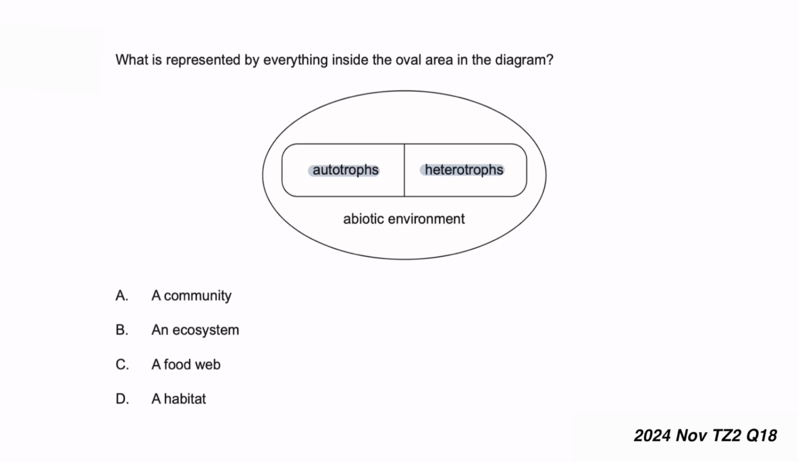Autotrophs and heterotrophs refer to biotic factors. A system that contains biotic and abiotic factors refers to an ecosystem. The system that only includes autotrophs and heterotrophs is a community.